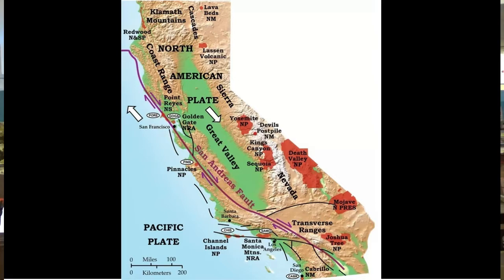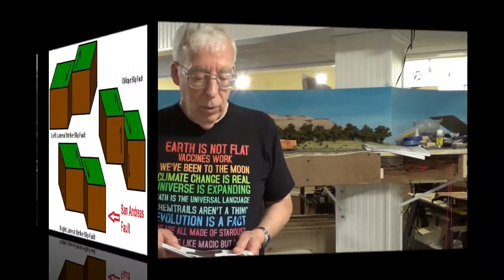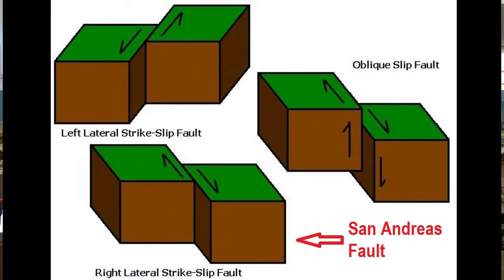Well, it's the intersection of the San Andreas and the Garlock Fault that basically determines the geography that you're seeing on this portion of the layout. Now, something to mention about the San Andreas Fault and the Garlock Fault. They are what are called right lateral strike slip faults.